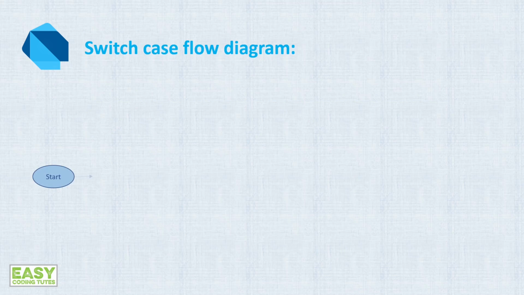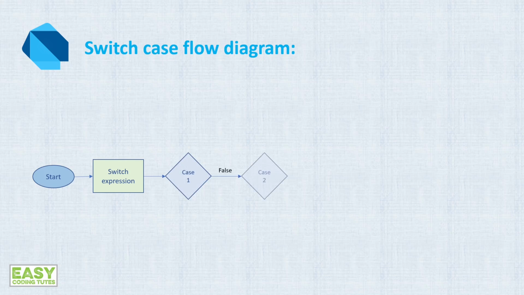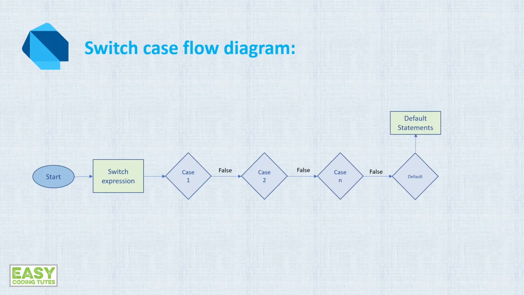When we run our program, it goes to the switch expression and evaluates the value of the switch expression, and it compares it with case 1. If we get false, it will go to case 2. Again, if we get false, it will go on up to case n, and if in case n also we get false, it will go to the default statement. Then the default statements will be executed and hence our code will be terminated.